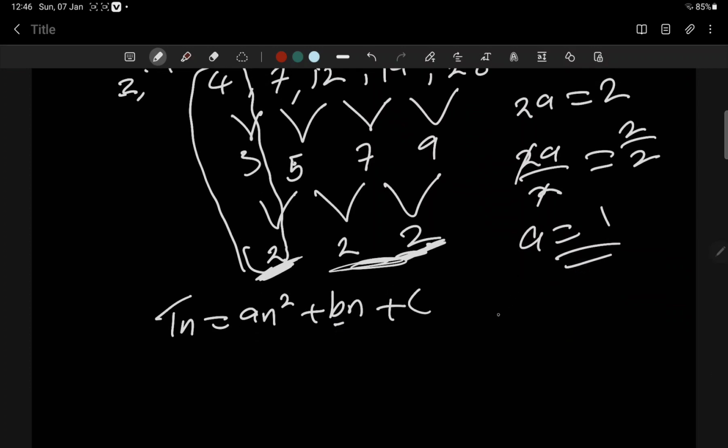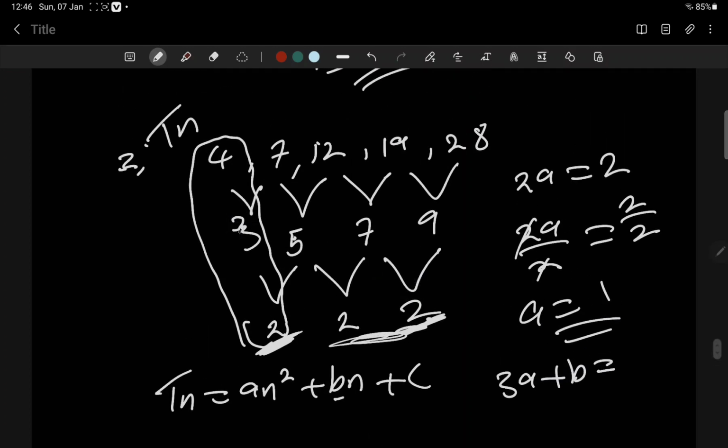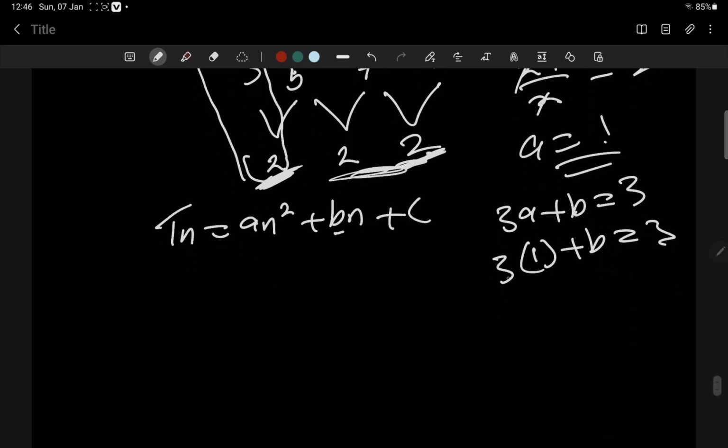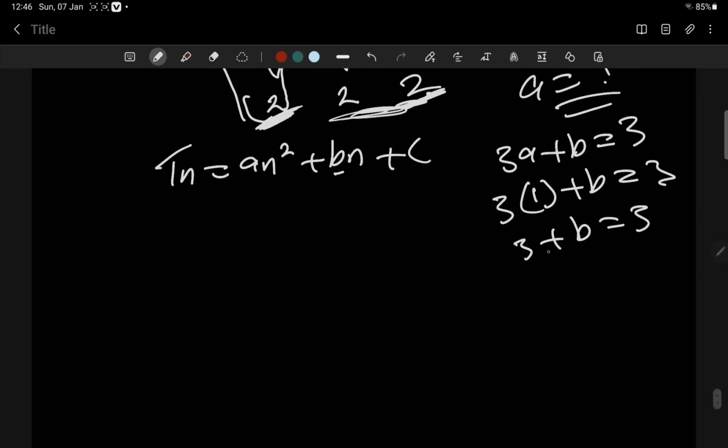Now we need to find b with a. 3a plus b, that is the first term of the first difference. In this case, that is 3. Then, already calculated a is 1, so 3 times 1, 3 plus b equals to 3. Then you need to subtract 3 both sides so that you can be left with b, or you can make b the subject of the formula. Okay, then subtract 3 both sides. 3 minus 3 plus b equals to 3 minus 3. Then this is b equals to 3 minus 3, 0.